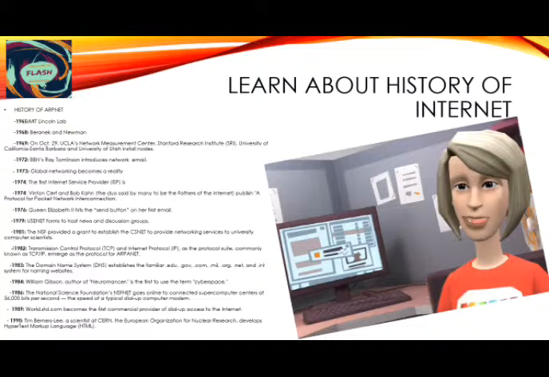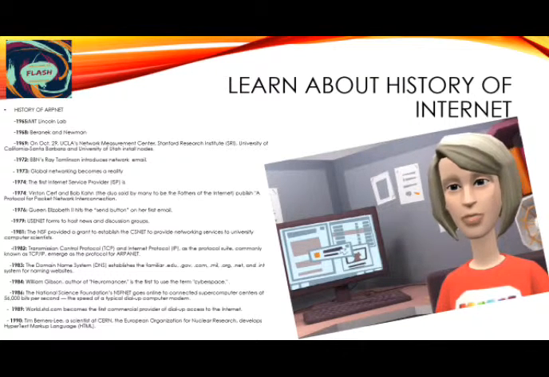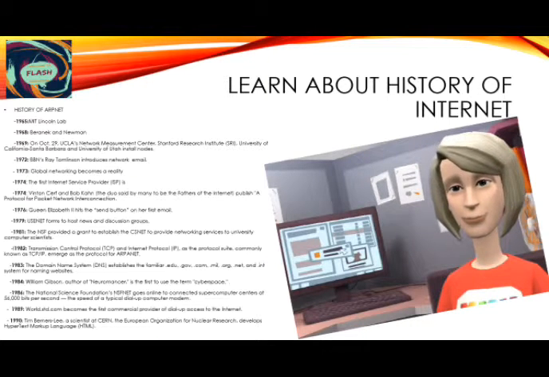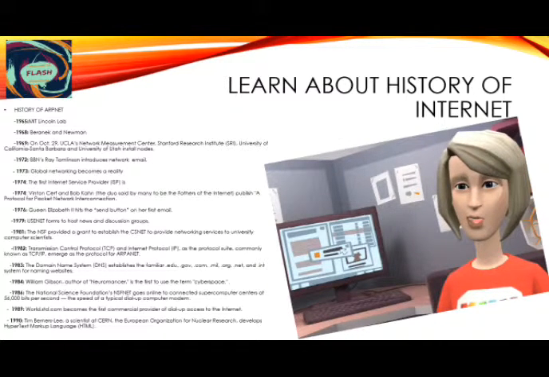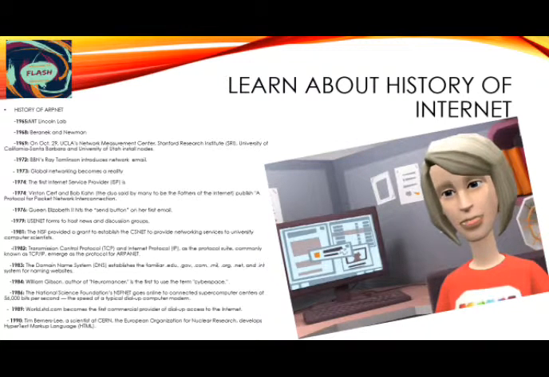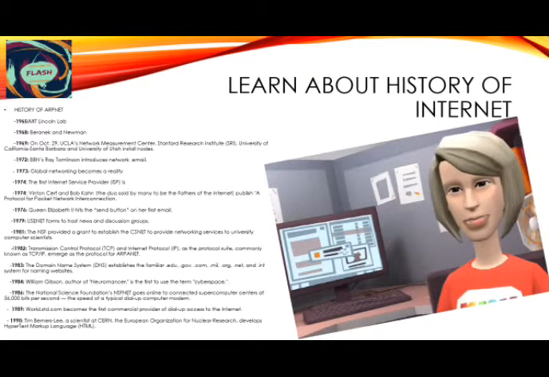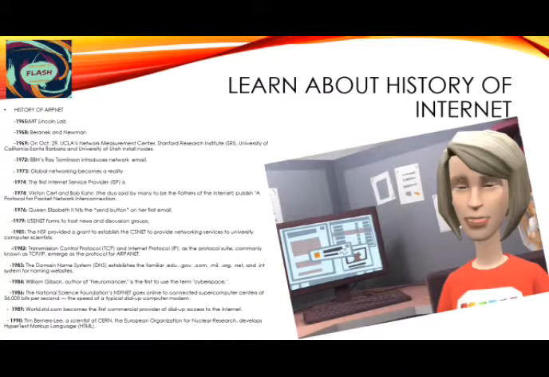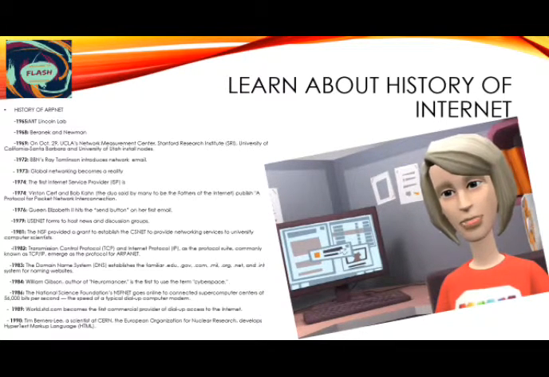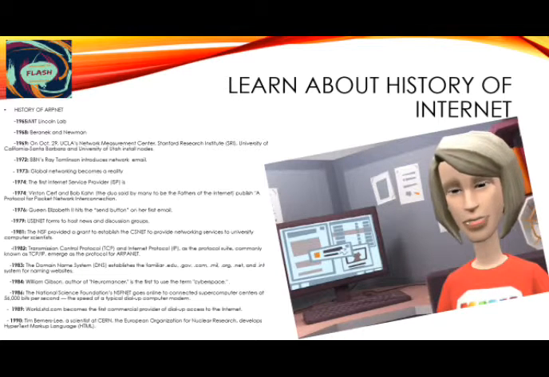The first message is "lo", which was an attempt by student Charley Kline to log in to the SRI computer from the university. However, the message was unable to be completed because the SRI system crashed. In 1972, BBN's Ray Tomlinson introduces network email. The Internetworking Working Group (INWG) forms to address the need for establishing standard protocols.